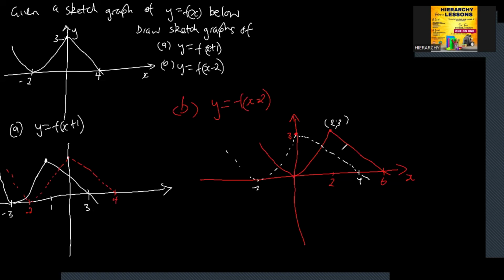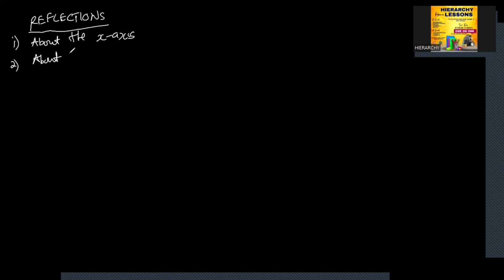Okay, so moving on to reflections. There are two types of reflections. First, we have reflection about the x-axis. Second, we have reflection about the y-axis. So let's start with the reflection about the x-axis.